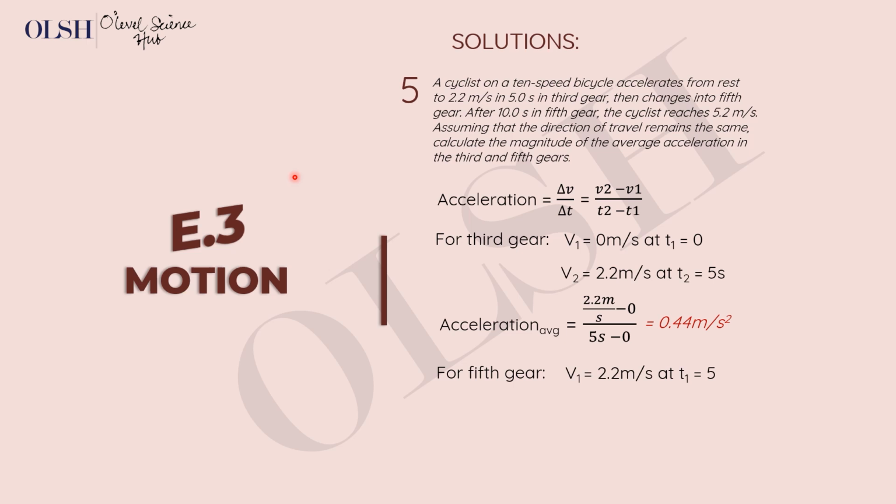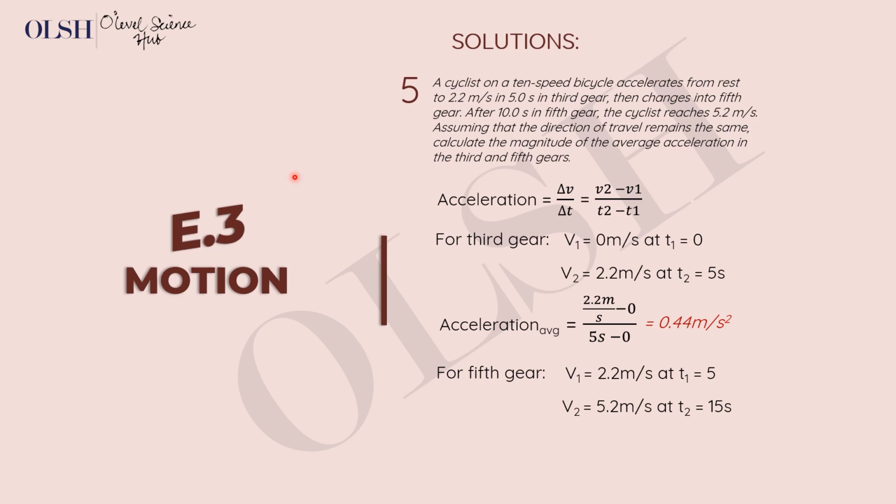So the initial velocity for the fifth gear is 2.2 meters per second, and the initial time is the time which it has already consumed on the third gear, which is obviously 5 seconds. It had just finished 5 seconds on the third gear before coming into the fifth gear. So 5 seconds is the starting time for the fifth gear. So t1 is 5. Then v2 is 5.2 meters per second, because that's the velocity it reaches at the end of its journey on the fifth gear.